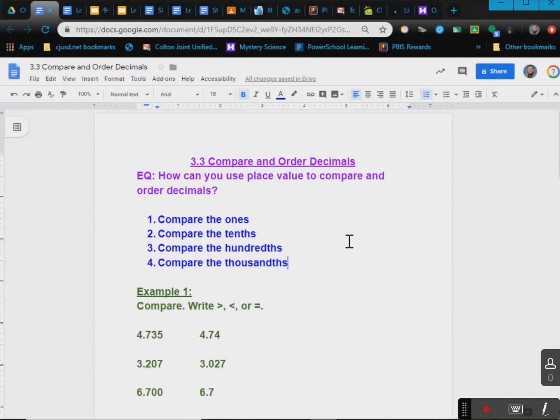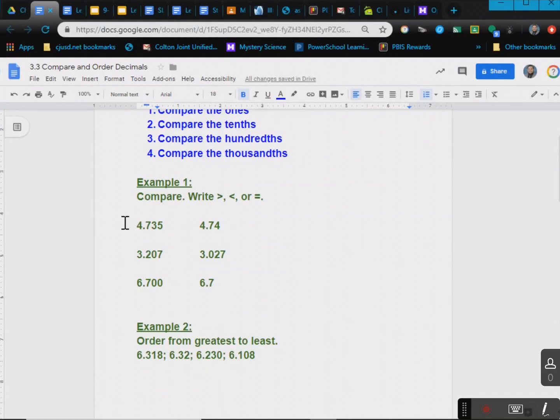The essential question is, how can you use place value to compare and order decimals? So here are the steps. You want to compare the ones, the tenths, the hundredths, and the thousandths. So let's go ahead and start with this problem right here.